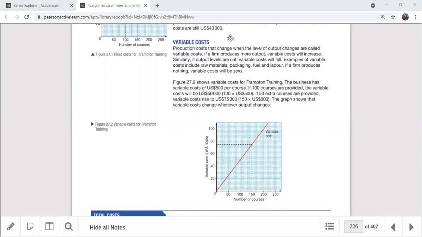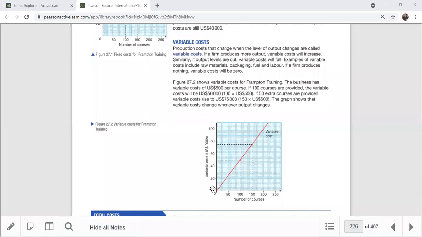That's why you understand it changes with the level of output. If it is a soft drink business, maybe a juice bar making smoothies, it can be fruits, water, ice cubes, flavors, coloring, sugar. These are the variable costs, because they change with the level of output.